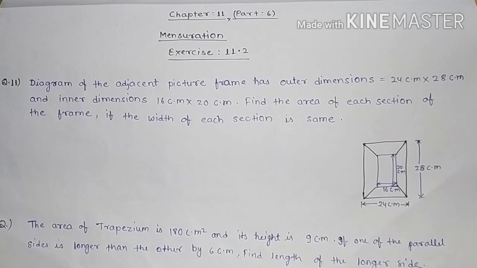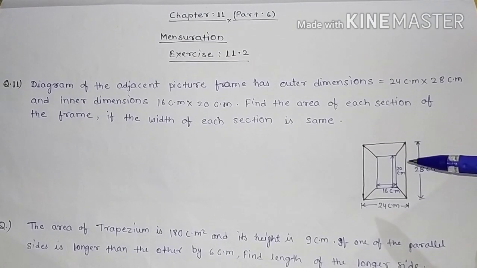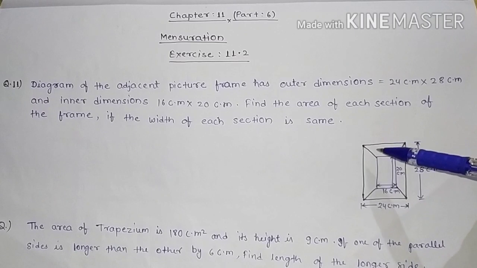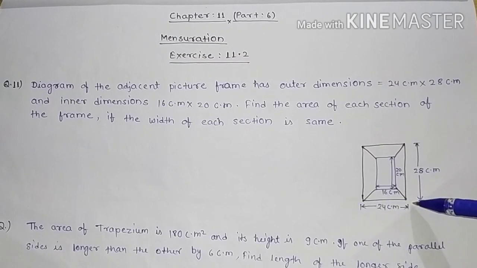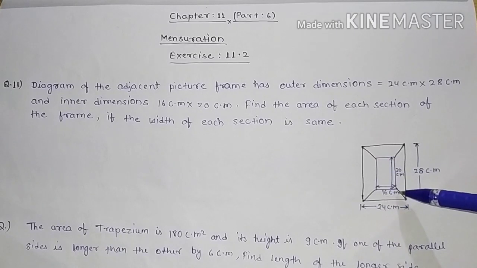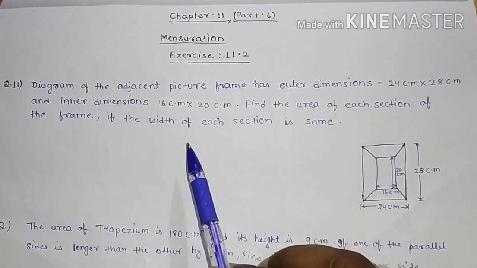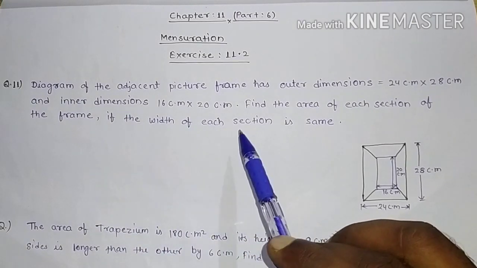Now simply this is the frame as given in the figure, whose outer dimension is given as 28 centimeter into 24 centimeter. So the length is 28 centimeter and the breadth is 24 centimeter. And the inner dimension is also given here. The length is 20 centimeter and the breadth will be 16 centimeter. Now one more thing is also given here. The width of each section is the same.